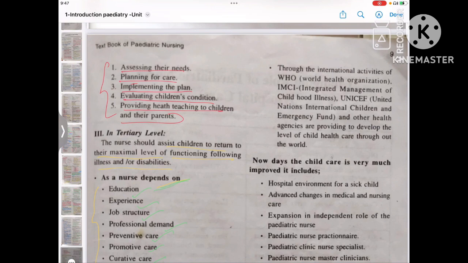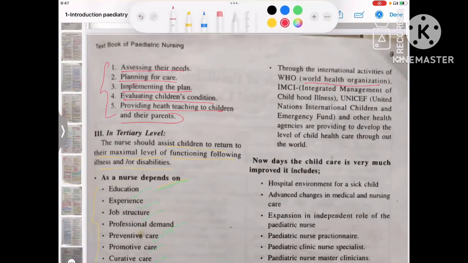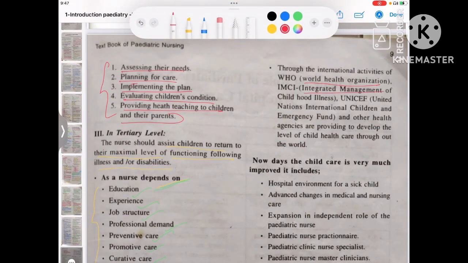Then, through the international activities of WHO, the full form of WHO is World Health Organization, and IMNCI, Integrated Management of Neonatal and Childhood Illness, and UNICEF, United Nations International Children's Emergency Fund, and other health agencies are providing help to children, helping to raise the level of child health care throughout the world. So these are the agencies: WHO, IMNCI, UNICEF and some other agencies, providing help to children to maintain or develop their level of health care throughout the world.